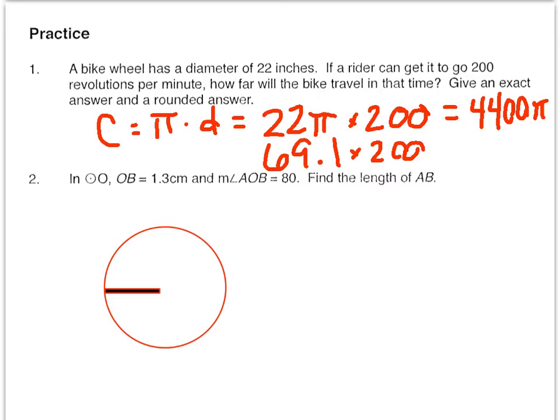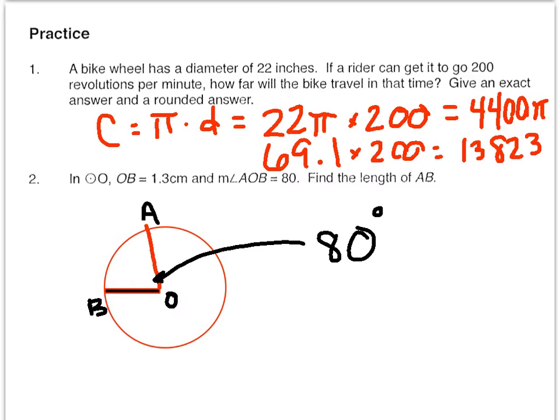Okay, the other one, I'm going to do 22 times pi times 200, and we're going to get about 13,823 inches.